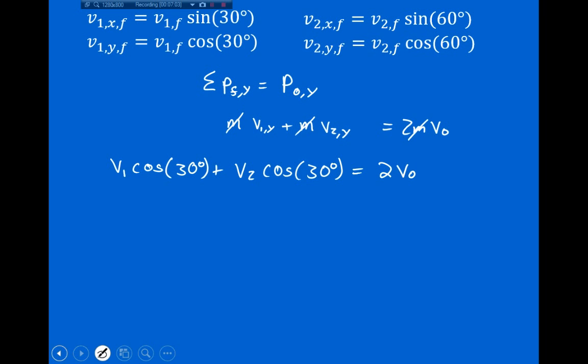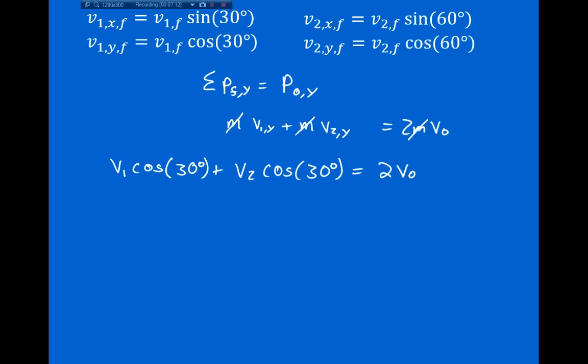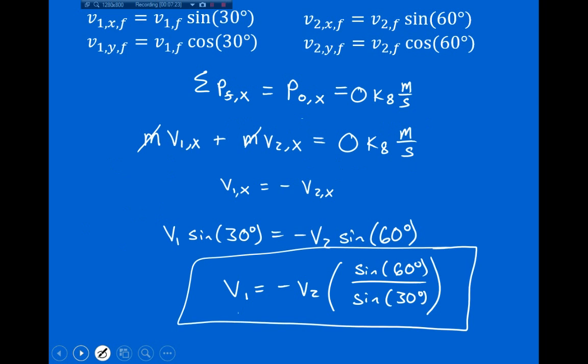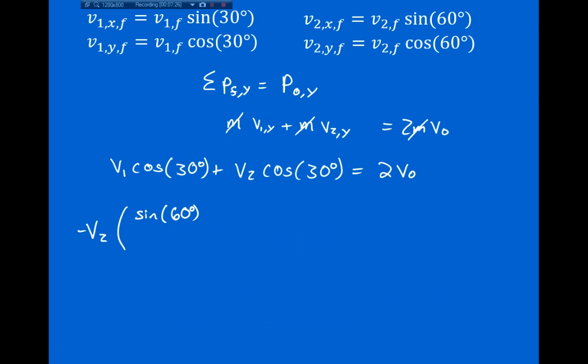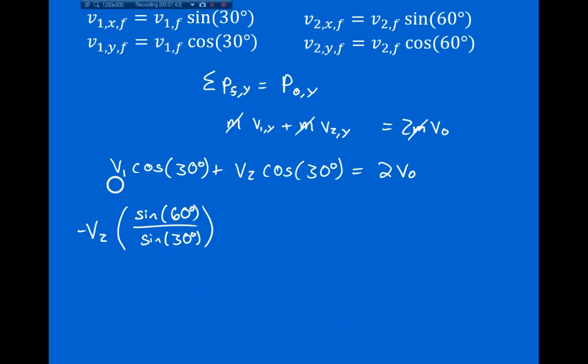In the previous slide, I found that v1 is minus v2 times sine of 60 degrees divided by sine of 30 degrees. So I've just plugged this equation from the previous slide into this formula, where v1 is equal to minus v2 times sine of 60 degrees divided by sine of 30 degrees.